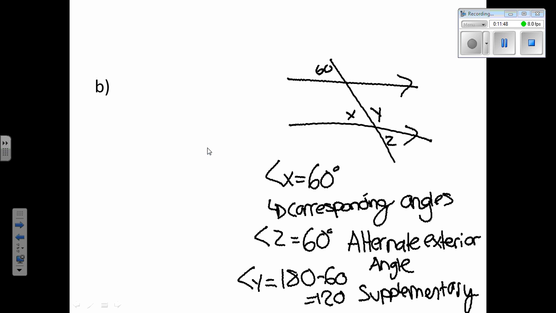So we have angle x equals 60 because it's the corresponding angle to the 60 degrees that we have found. Angle z equals 60 degrees because it's an alternate exterior angle. And y equals 180 subtract 60 because it's supplementary to angle x.